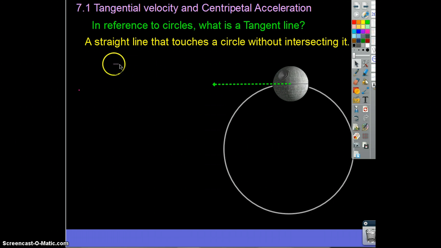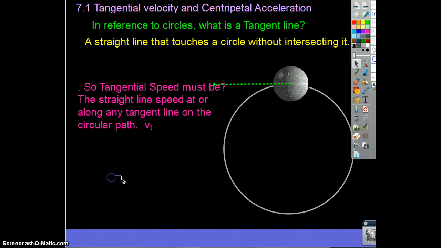So applying that to what we're learning about and say here. So tangential speed, what is that? The straight line speed at or along any tangent line on a circular path. We would call it VT, tangential velocity.